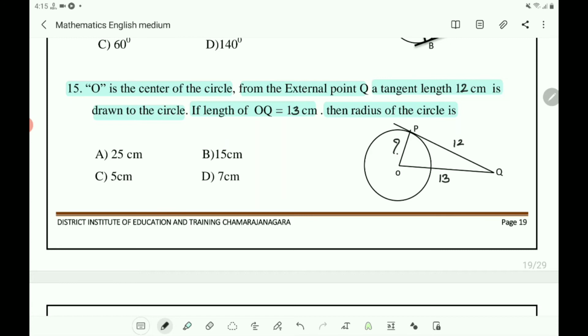Here you know the Pythagorean triplet of the set 12, 13 and 5. The square of 13 is 169, the square of 12 is 144, and the square of 5 is 25. 144 plus 25, you will get 169. Therefore, what is the answer here? The radius is 5 cm. Option C is the answer. Note down.